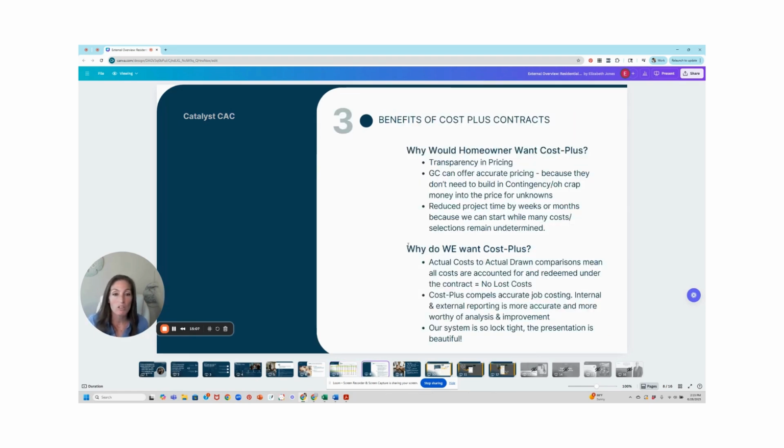All right. So what are the benefits of a cost plus contract? I want to tell you that if you go cost plus for the homeowner, they may be a little averse to this because they may feel like you're not going to stick to your budget.